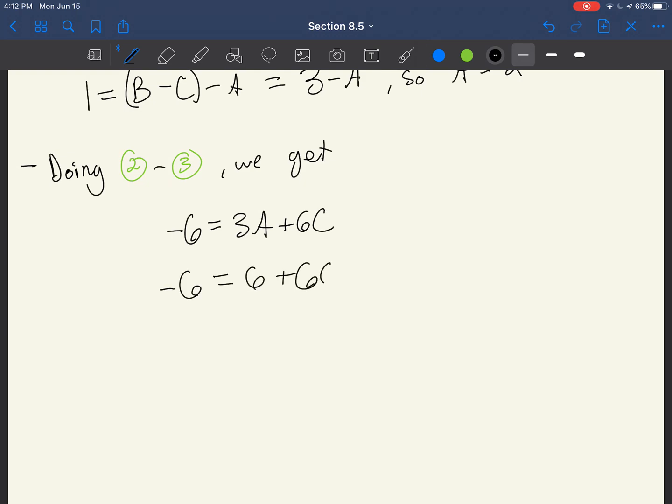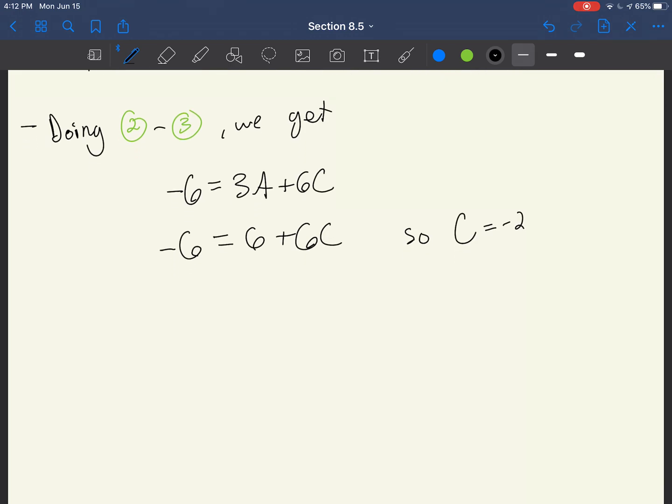Okay, but we said a was 2. So this is -6 equals 6 plus 6c. Solve this, subtract 6, divide by 6. We see that c is -2.